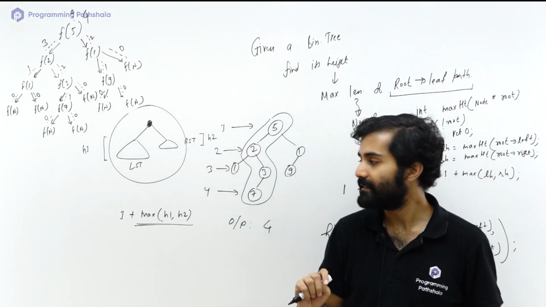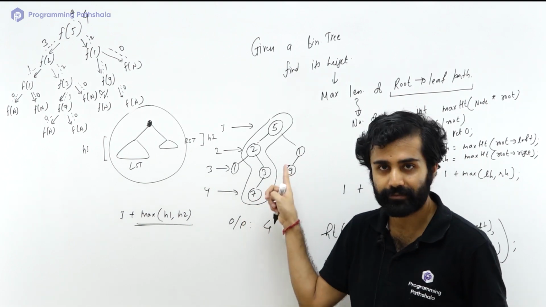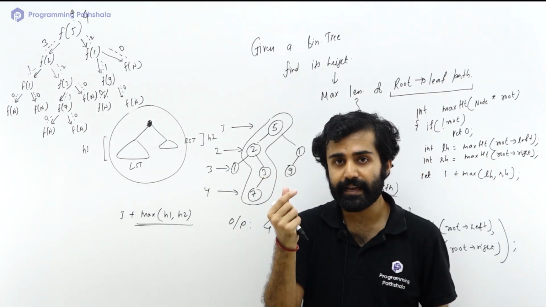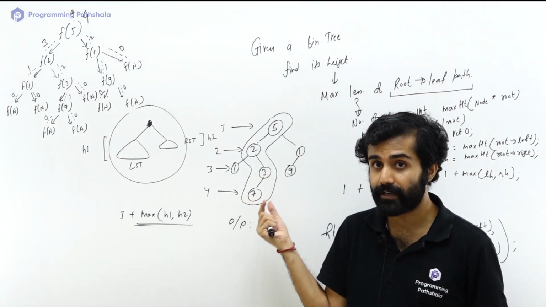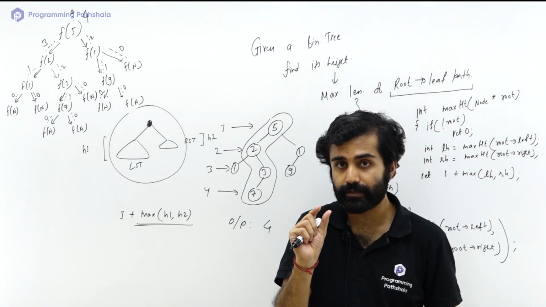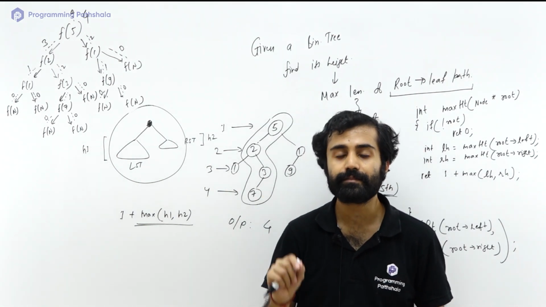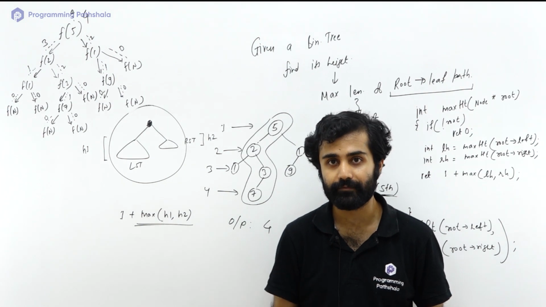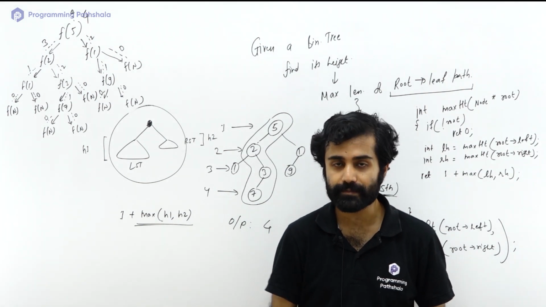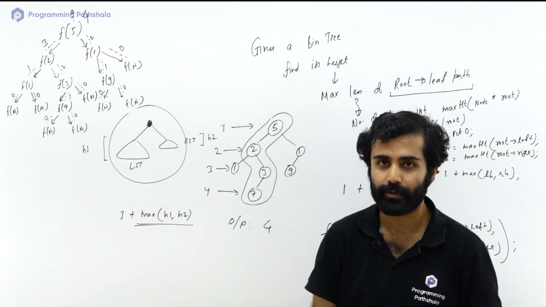So this kind of logic I can have. And now I can say that whenever I reach a leaf, then I'll check what is the instantaneous level over there. If that level is greater than my answer, I'll just update my answer. This is the idea that I can have. So just pause the video and try implementing this idea on your own.